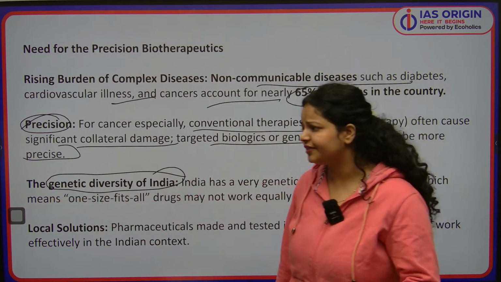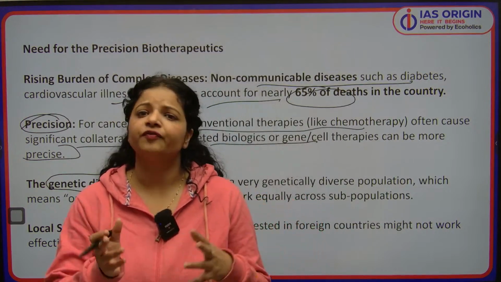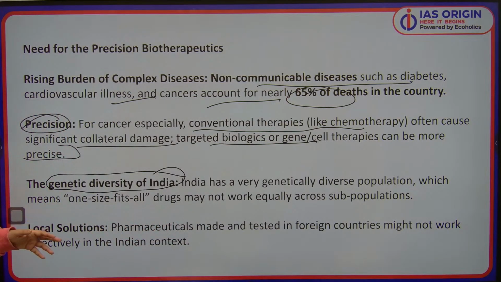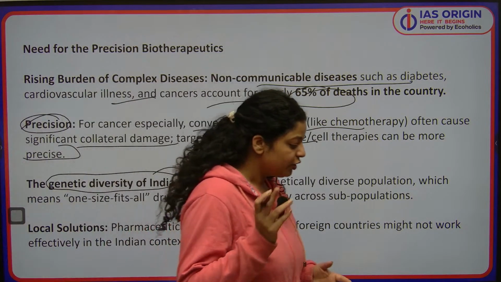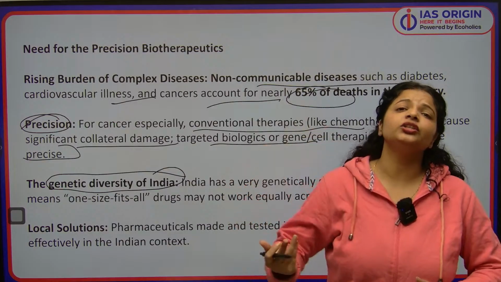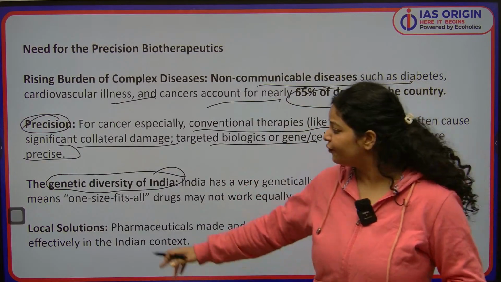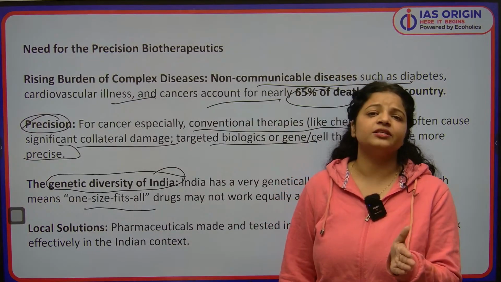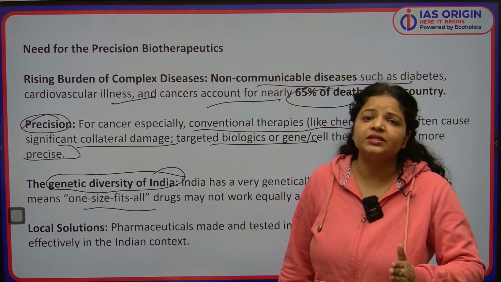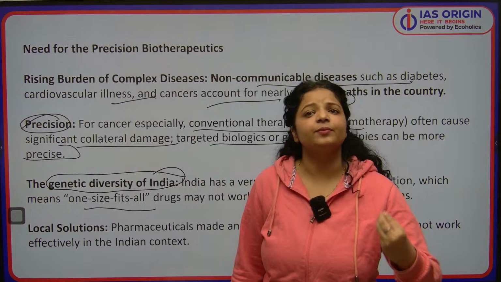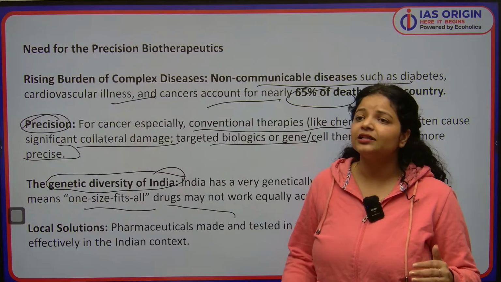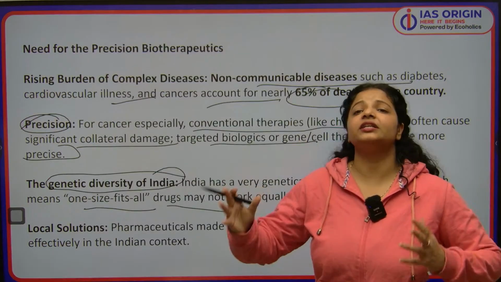The genetic diversity of India. Obviously, India is a very diverse country, not only culturally, in religion and languages, but also genetically, because we are one of the largest populations in the world. So we have a very large genetically diverse population, but the technology we are using is a one-size-fits-all approach. That's why we need a personalized medicine system and this kind of precision biotherapeutics, because we want to treat individuals individually, since everyone's genetic makeup is different. So we need these kinds of drugs and technology, considering the population and genetic diversity of the country as well.